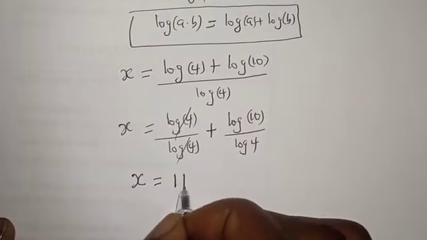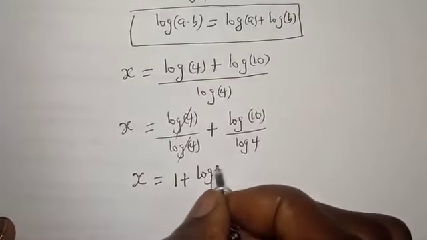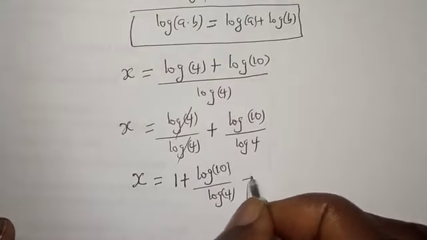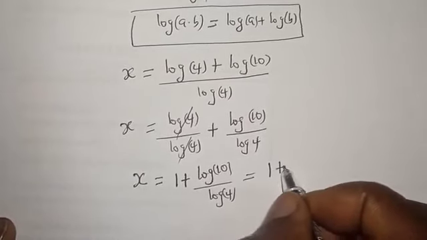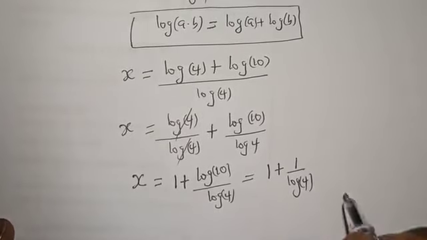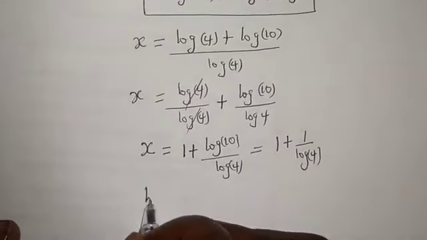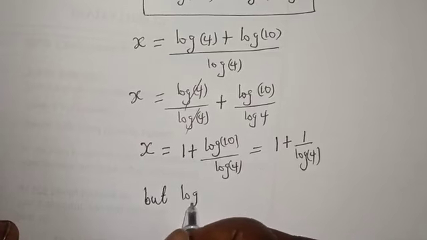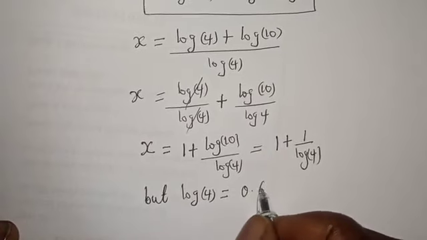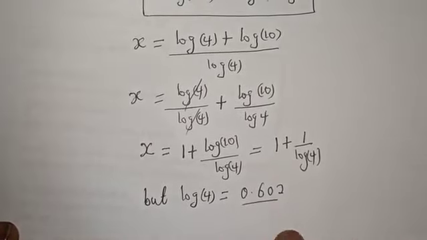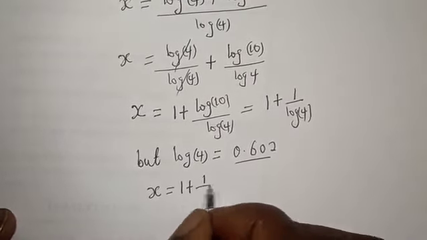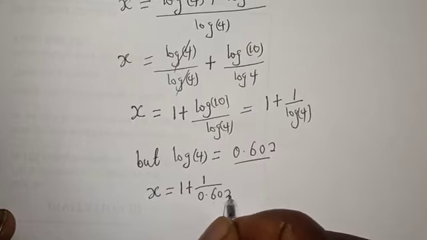s is equal to 1 plus log 10 over log 4, and this is 1 plus 1 over log 4. But log 4 is equal to 0.602. s is equal to 1 plus 1 over 0.602.